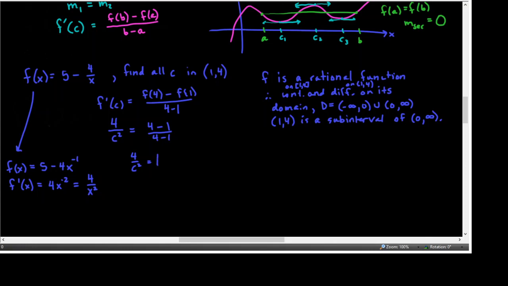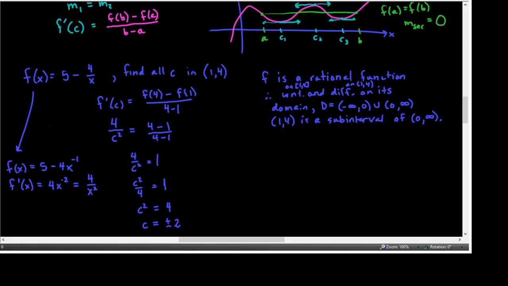Taking the reciprocal of both sides, c squared over 4 is equal to 1/4. So c squared is equal to, why did I say 1/4? Wow. Again, I think I'm getting ahead of myself here. The reciprocal of 1 is, of course, just 1, which means that c squared is equal to 4, and c is equal to plus or minus 2.